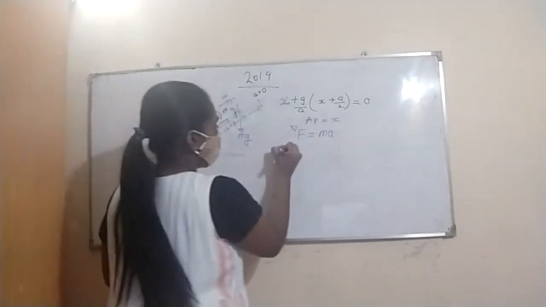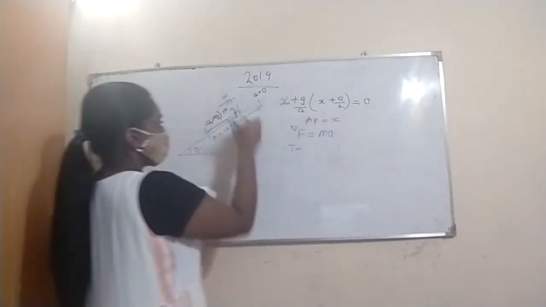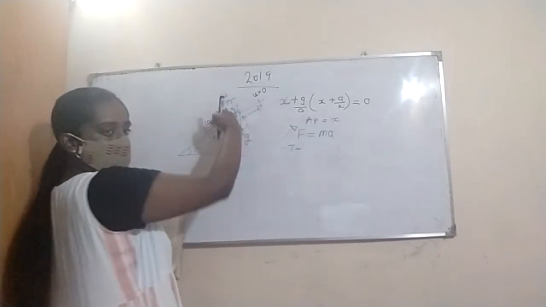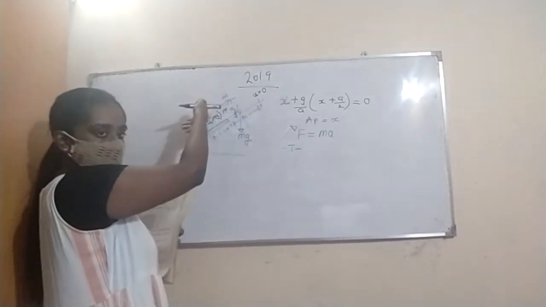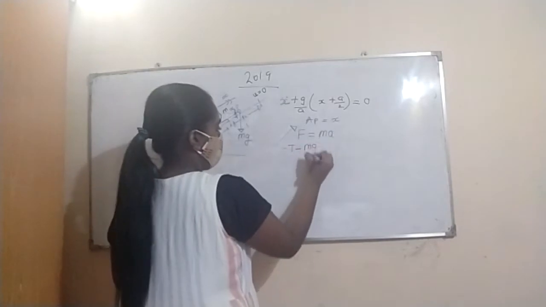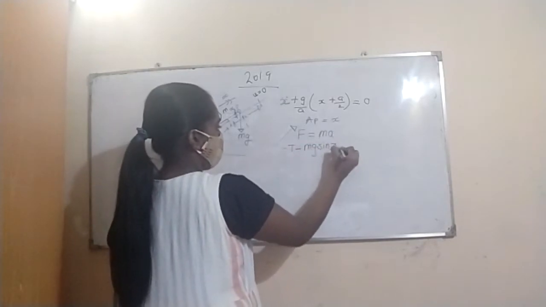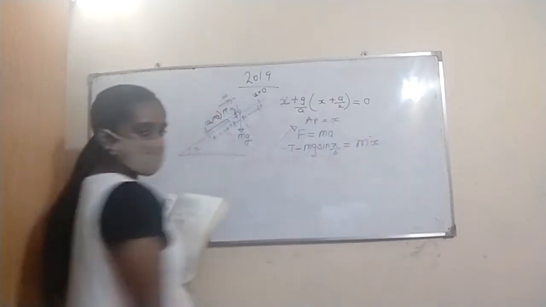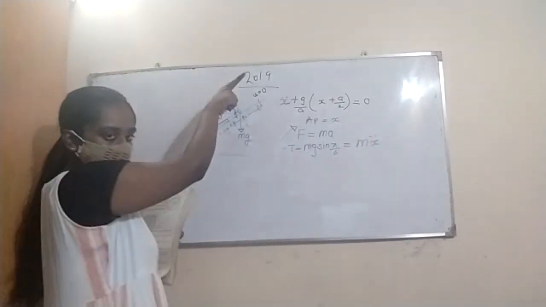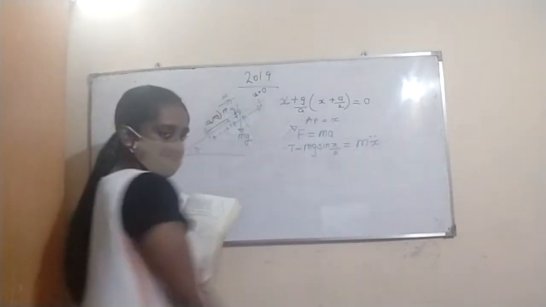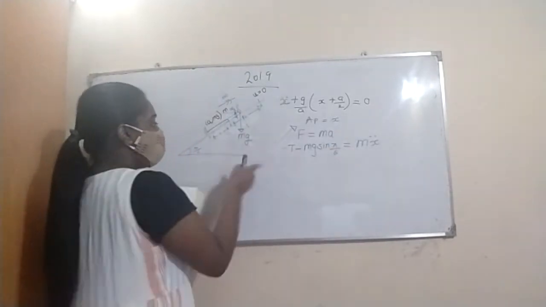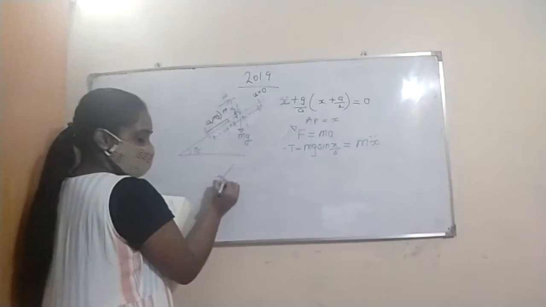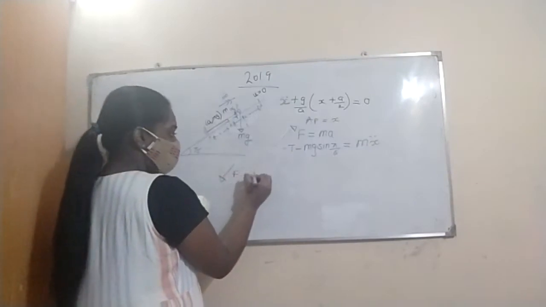Minus T, you see, minus T minus this is mg cos pi by 6. So in this direction, mg sin pi by 6 is equal to m into acceleration, which is x double dot. See, x double dot is in this direction, so considering the direction, it is plus. If you apply F equals ma in this direction also, there is no problem.